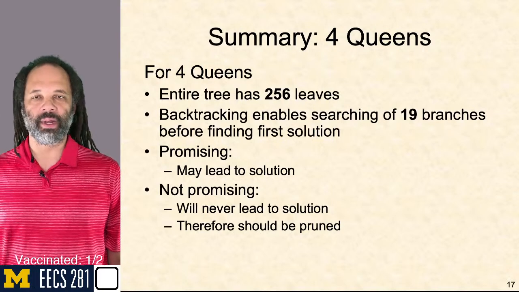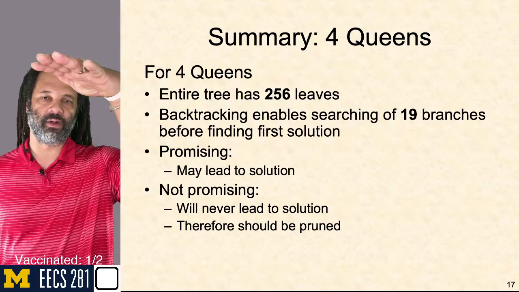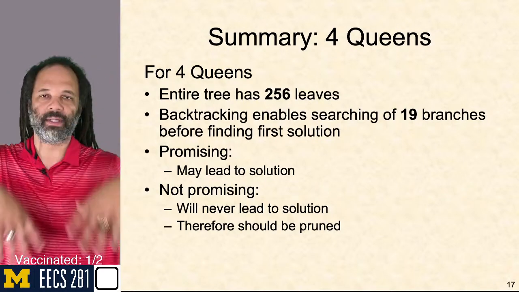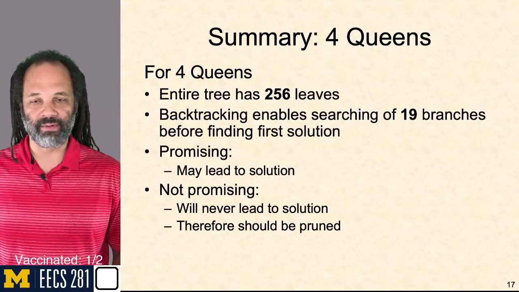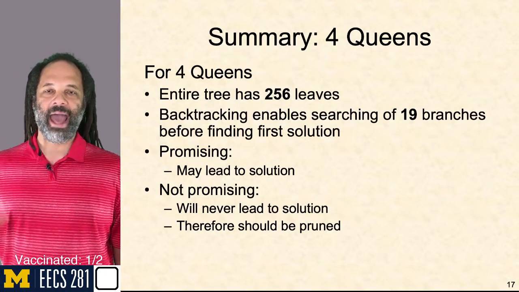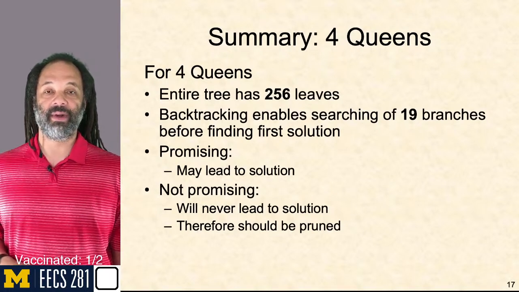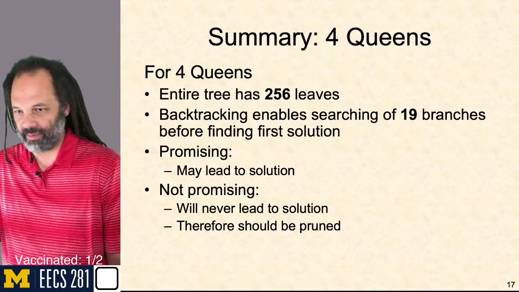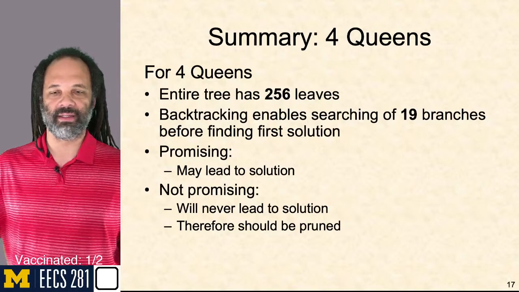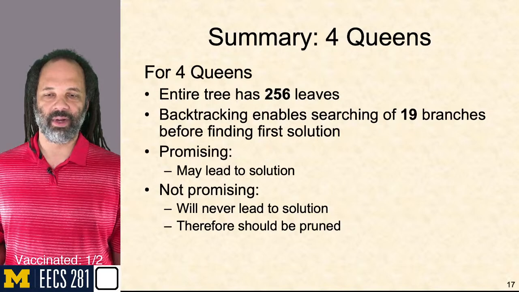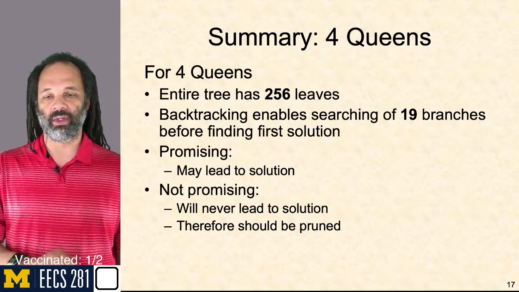For 4 queens, we know that my entire tree has 256 leaves, right? That's 4 decisions for the 1st row, times 4 decisions for the 2nd row, 16, times 4 decisions for the 3rd row, 64, times 4 for the 4th row, 256. When I do backtracking, I can investigate 19 branches and find a solution. That's pretty impressive. Out of those 256 leaves at the bottom of my decision tree, I only have to look down 19 different branches before I find a solution. That's less than 10%, right? It's pretty nice. We look at promising, leading us toward a solution. Not promising will never get us to a solution, so we prune.